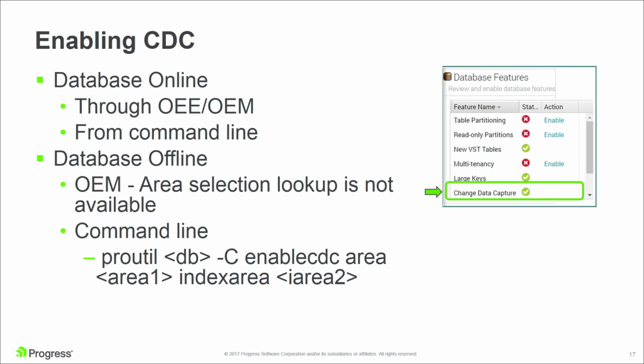If the database is offline, you can still use OpenEdge Management to do it, but there are some limitations in terms of lookups and dropdowns and selecting that you can't do. So you actually have to know which areas you need to work with, which table area, which data area, and which index area, by area name, before you get to that. So offline is a little bit harder, because we don't have the ability to query the database and bring this information back for you. That's what it takes to enable CDC online or offline.